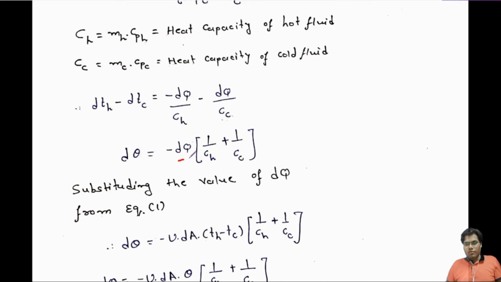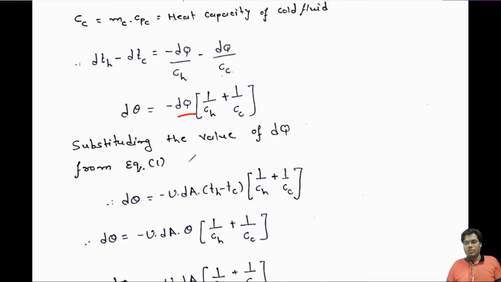Substituting the value of dq from equation 1, we know that dq is equal to U dA (Th minus Tc). So we are replacing dq with U dA (Th minus Tc) in the bracket 1 upon Ch plus 1 upon Cc as it is. This dTh minus dTc, we can write as d theta, because theta is a temperature difference.